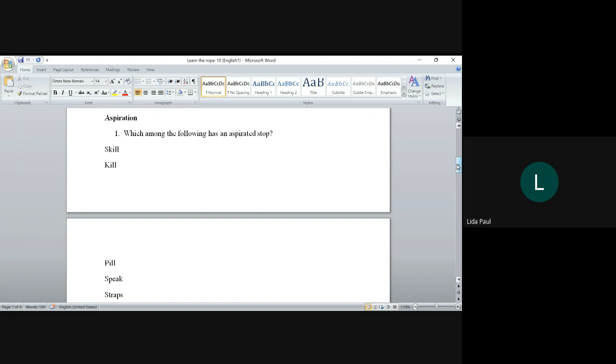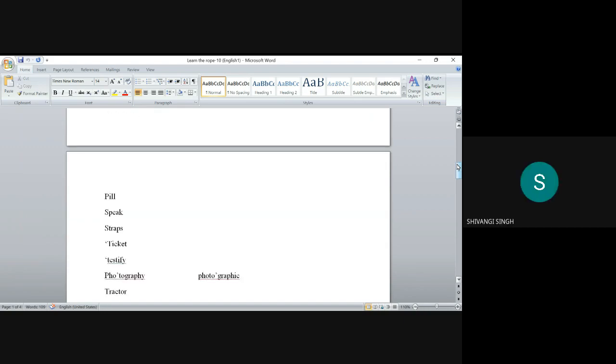Now, next one, pill. Aspirated, right? So both the conditions are satisfied, hence pill is aspirated. Say pill, okay? Peak. Non-aspirated, right? For the same reasons that skill was not aspirated. It definitely has one syllable and the stress is on it. But the problem is that it is not the first sound in the stress syllable. Okay, so that is also out.